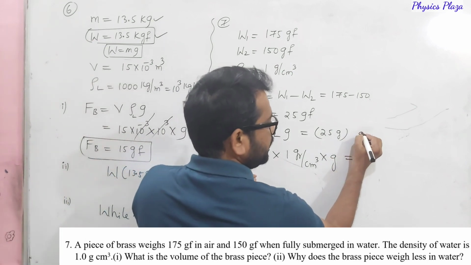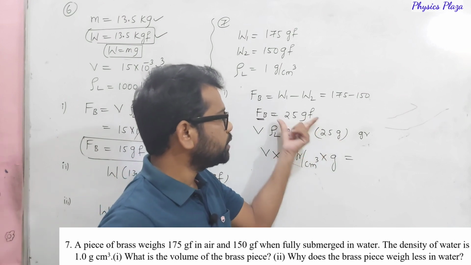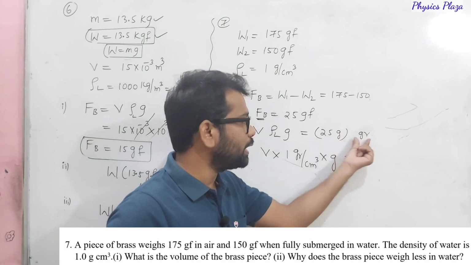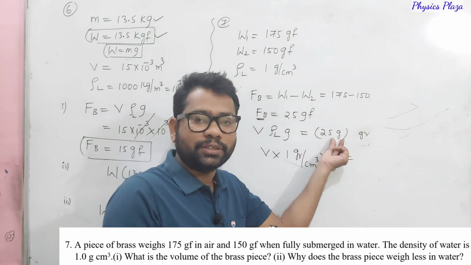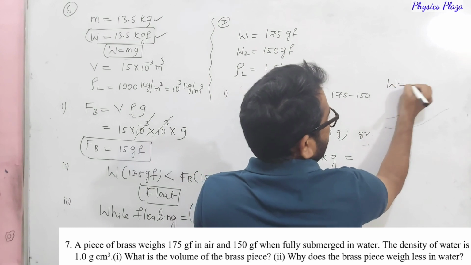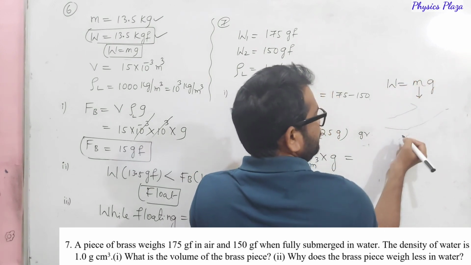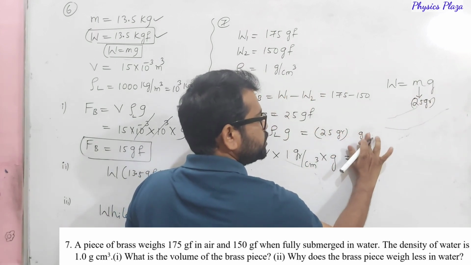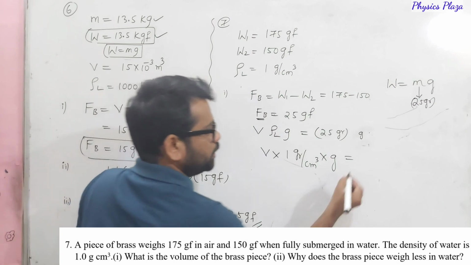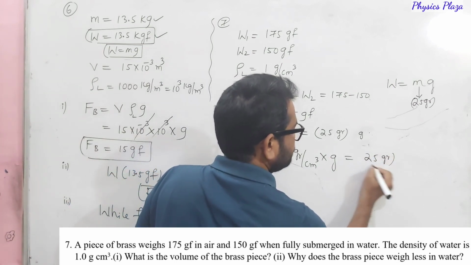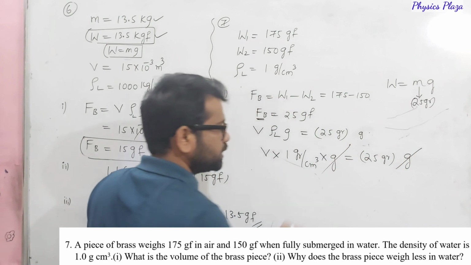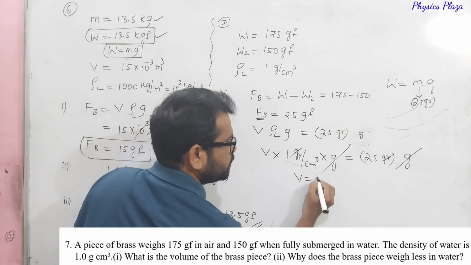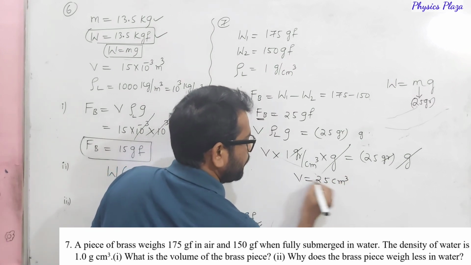Now here gram will be there, because W is equal to mg. This is m. Try to understand: 25 grams, when multiplied with g, you will get a weight. Children, W is equal to mg. So here m is 25 grams, into g as usual. Now let me write here: 25 grams into g. g gets cancelled, grams get cancelled. So the volume of the body is equal to 25 centimeter cube.